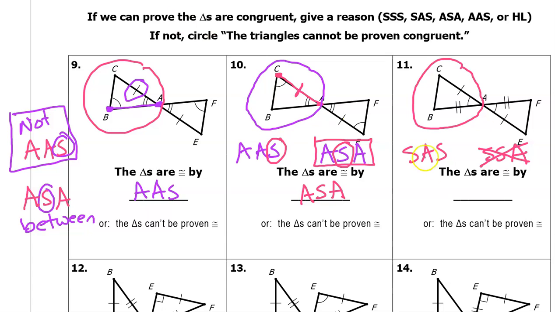So we will choose side, angle, side if the angle is between the two sides. The best way to do this is to trace the two sides. So here's one side, and here's the other side that's marked. Look where they meet. Those two sides meet right here at angle A. Is that the angle that is marked? Yes, it is. So the angle is between the two sides. So that makes this side, angle, side.